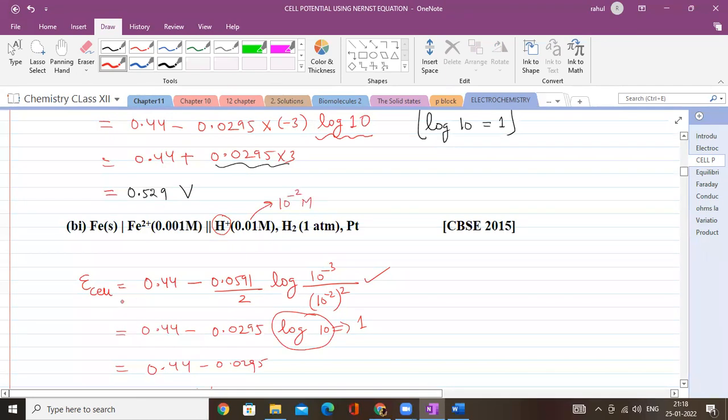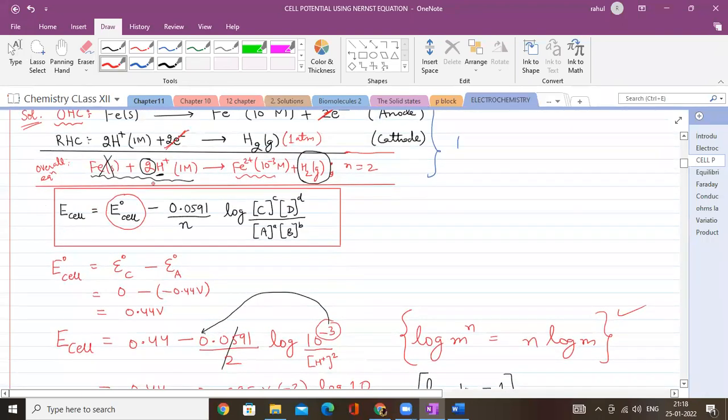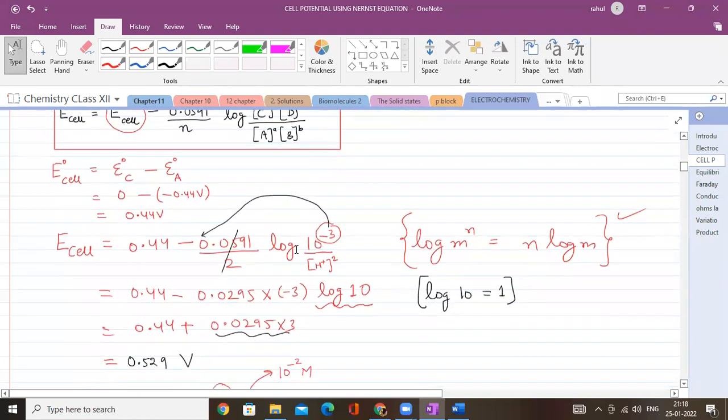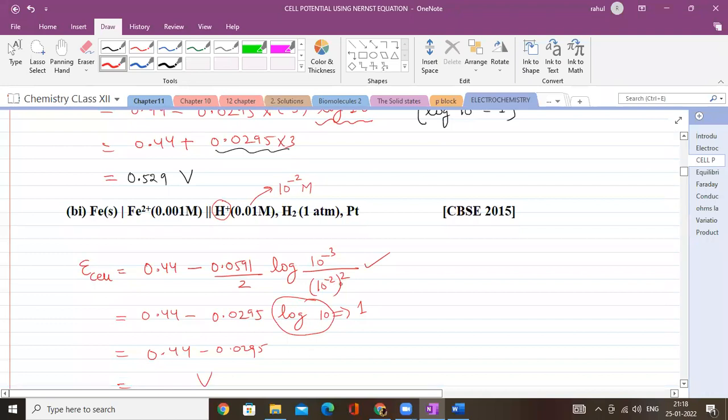So the only difference here is that if I solve, E of the cell is equal to 0.44 minus 0.0591 by 2 log 10 to the power minus 3. Here it will be 10 to the power minus 2 but raised to the power 2, because I have already told you, if you see the equation, the stoichiometric power will be raised. Here it is 2. So H positive to the power 2 should be raised. So I'll write 10 to the power minus 2 to the power 2, that is of course 10 to the power minus 4.